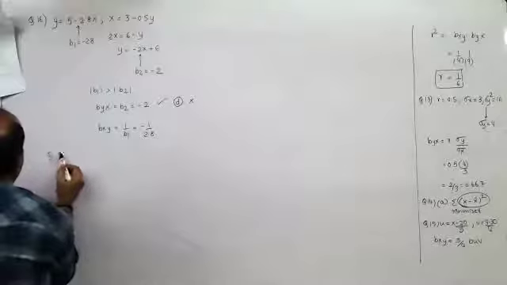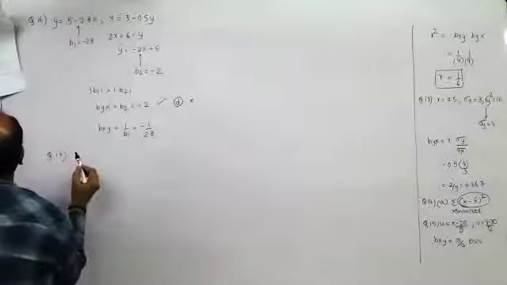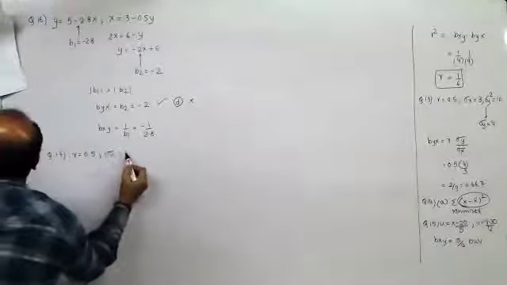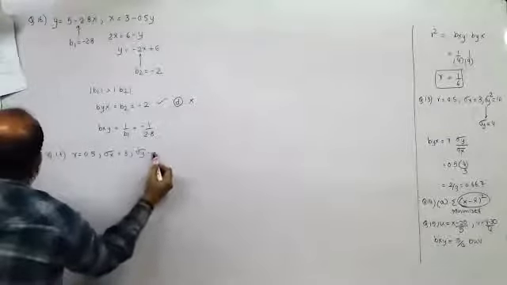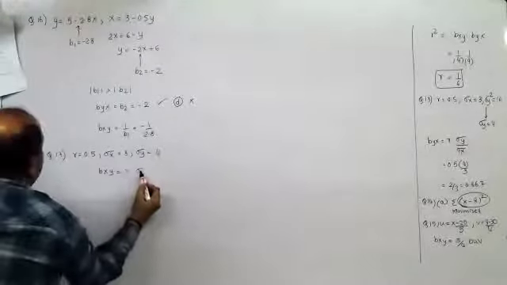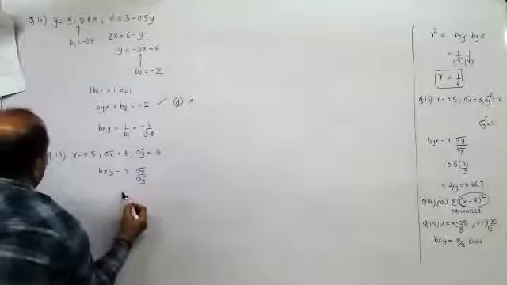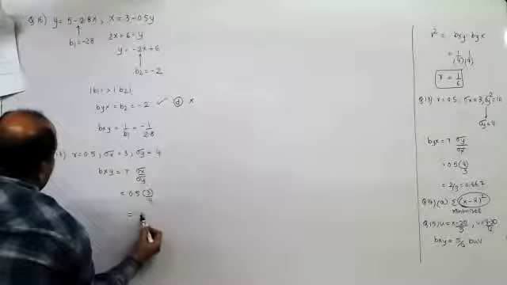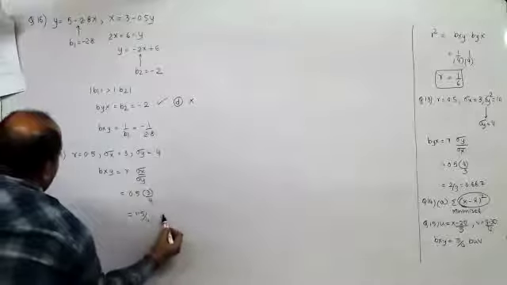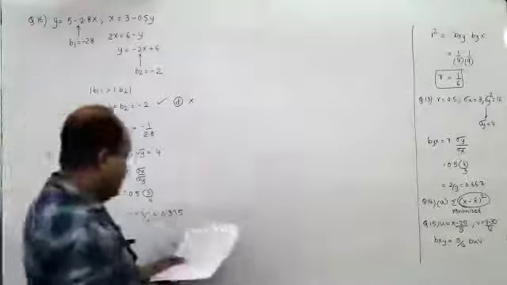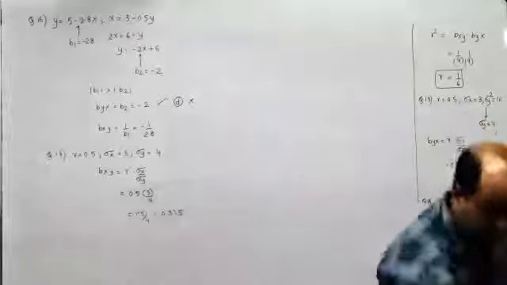17th one. r equal to 0.5, standard deviation of x is 3, standard deviation of y square is 16, that means y is 4. Bxy is r into standard deviation of x upon standard deviation of y, 0.5 into 3 by 4, it is 1.5 upon 4, it is 0.375. So with this, I put an end to regression.